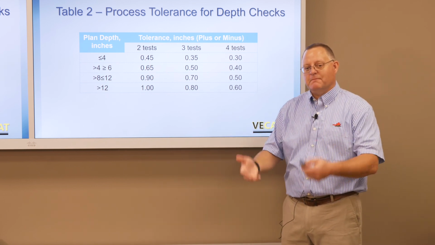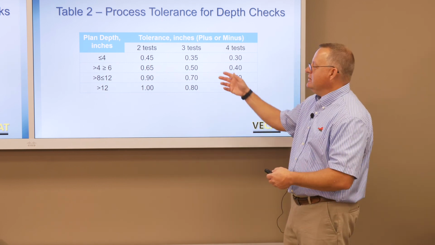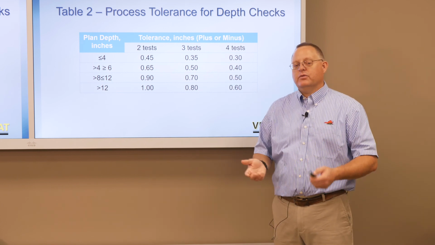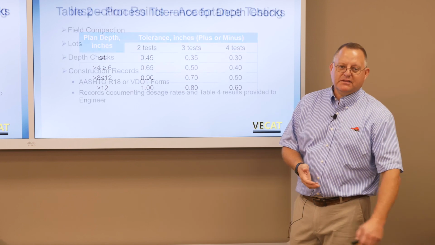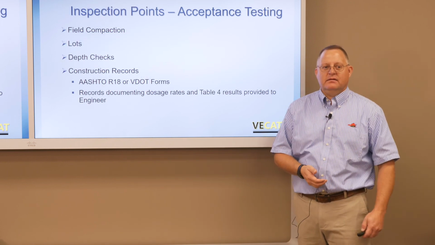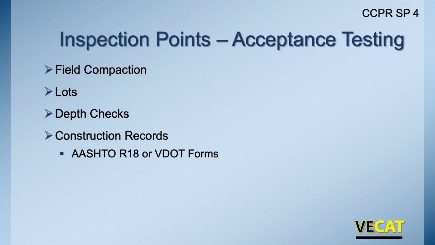When we're done, we're compacted, and we come back and we do depth checks. How do we go about doing it, and what is acceptable? What's within specification, what's outside of spec? So look at our inspection points, talk to field compaction, lots, depth checks. Finally, our construction records. We're either filling out stuff with our AASHTO R18 or the appropriate VDOT forms as we go through. So are we filling out the density forms, what have you, the depth checks.